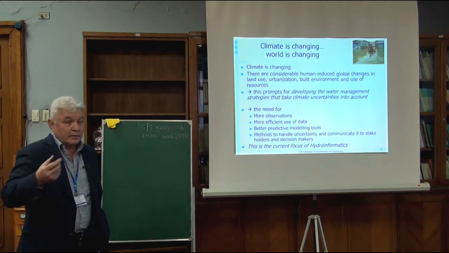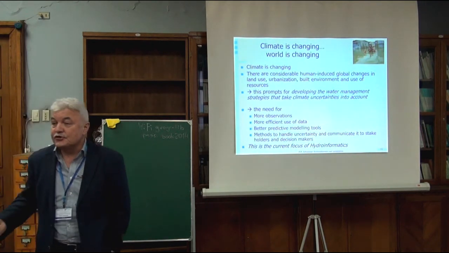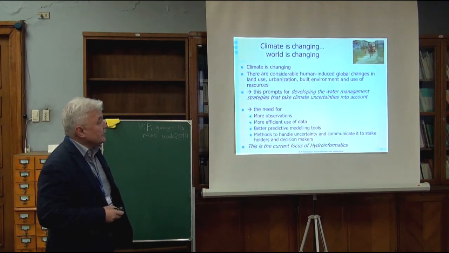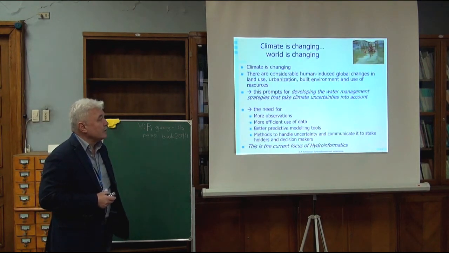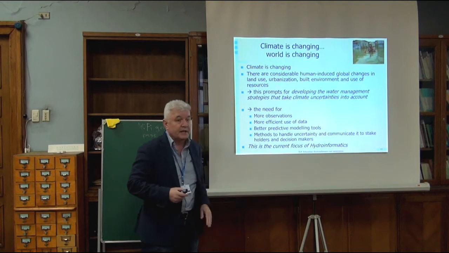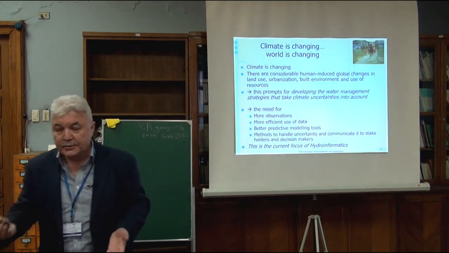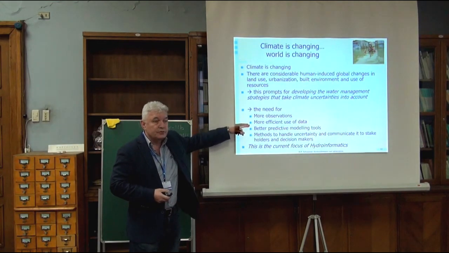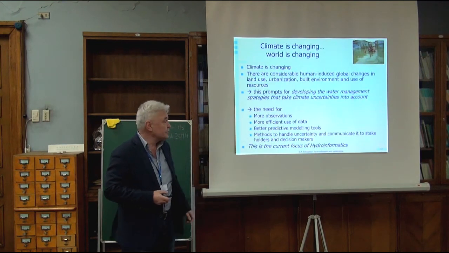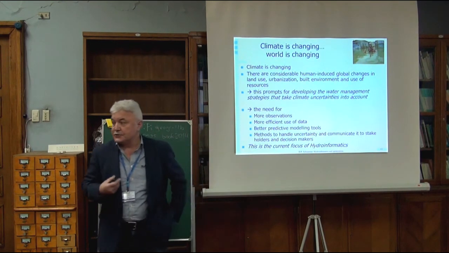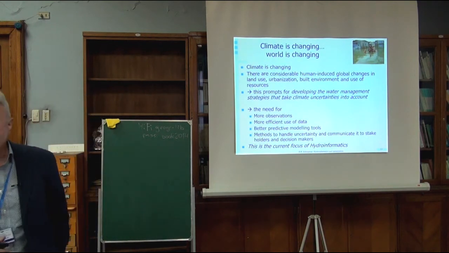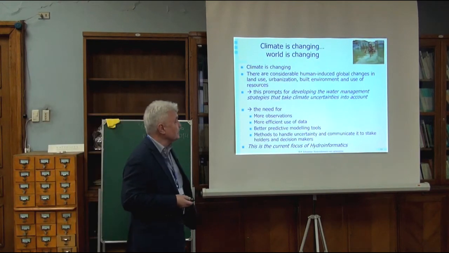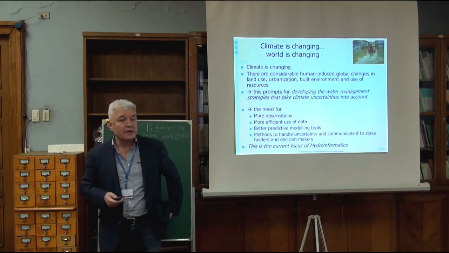As you know, climate is changing, everything is changing, there is urbanization, there are processes that we cannot control even. So this prompts the development of water management strategies that take climate and urban development uncertainties into account. So we need more observations, we need more efficient use of data, better predictive modeling tools, and methods to handle uncertainties and communicate them to decision makers, because decision makers don't like uncertainties. So we have to find ways of doing this. And this is the current focus of something called hydroinformatics.